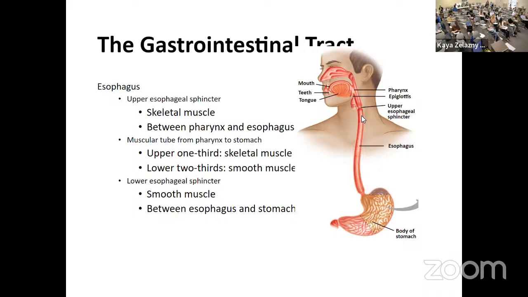Okay. So we're passing through the esophagus. We have a region of skeletal muscle under our control, then we're out of our control in the smooth muscle until we get to the lower esophageal sphincter. So like the lower parts of the esophagus, the lower esophageal sphincter is going to be made up of smooth muscle, not under your conscious control, located between the esophagus and the stomach. So we're entering into the stomach as we pass this sphincter.